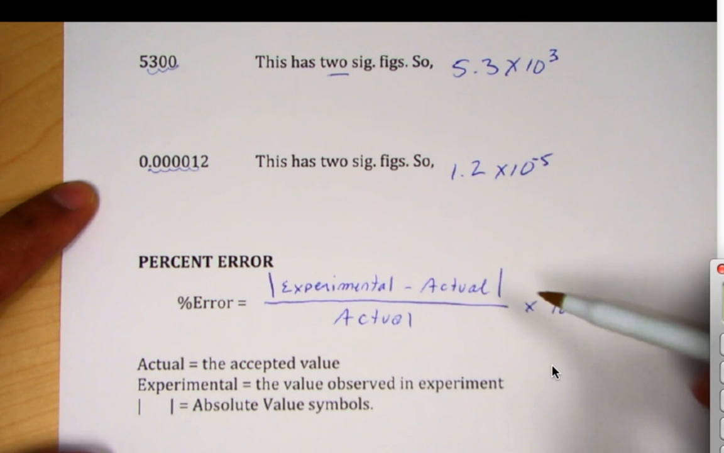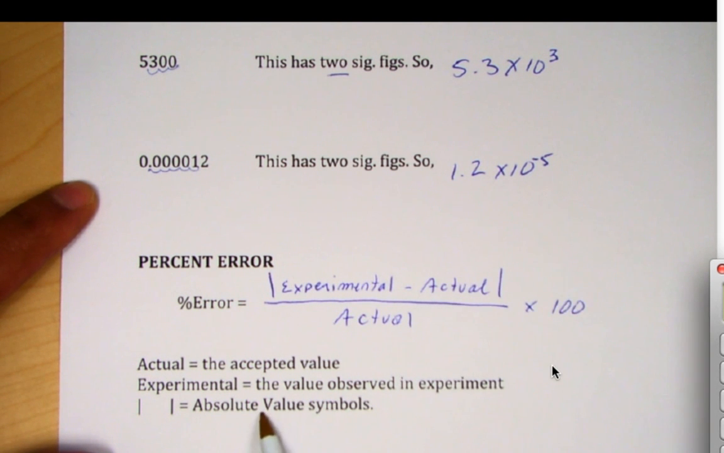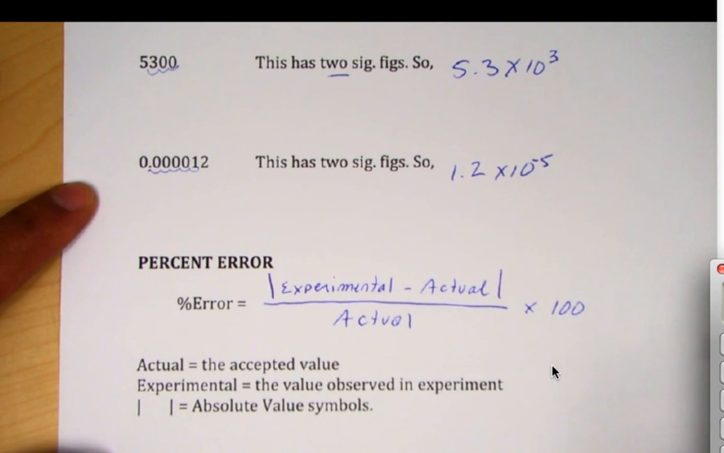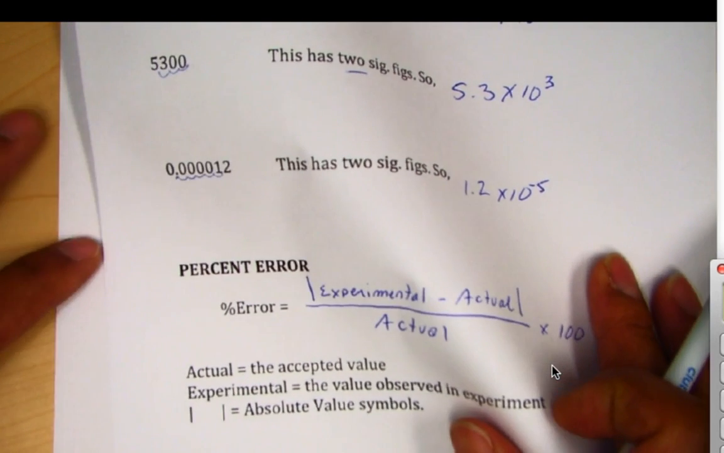And then these 2 bars mean absolute value, which means regardless of what the answer becomes up here, if it's negative or positive, you always have to make it positive, right? So if I get a negative 2 up here, it's going to be just 2. It's the absolute value term. And then we're going to multiply that by 100, right? So let's look at an example I have over here.